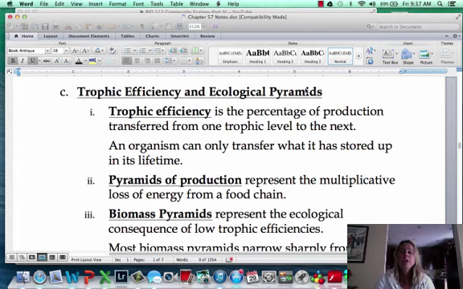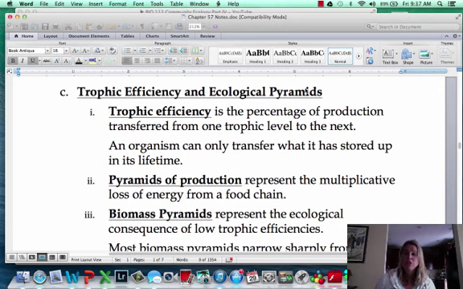So in this video, we're going to talk about trophic efficiency and ecological pyramids. When I say trophic efficiency, that's basically talking about how much energy from one trophic level gets transferred to the next trophic level. For example, how much energy gets transferred from the primary producers to the primary consumers, and then from the primary consumers to the secondary consumers, and so on.